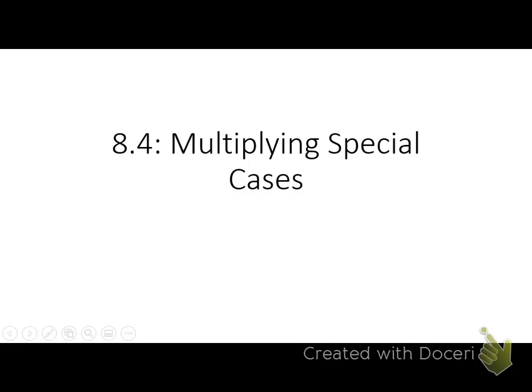So today we're looking at our next section, which is 8.4. And so in 8.4, what we're going to be doing is talking about multiplying special cases of FOIL. There are a couple of cases that allow us to have some shortcuts in order to work through some of these problems. And so we like the shortcuts.